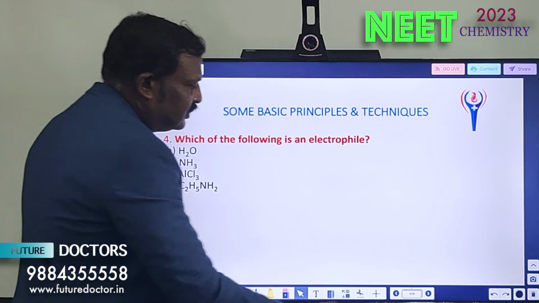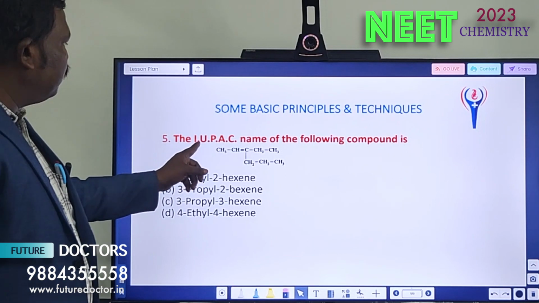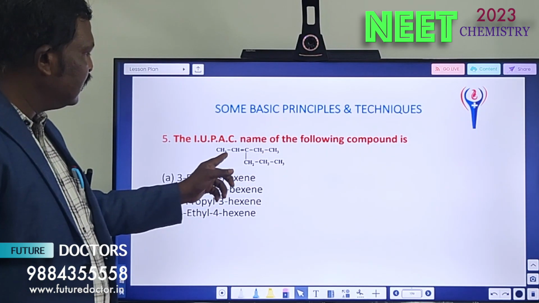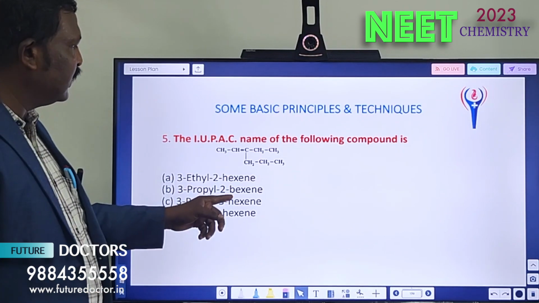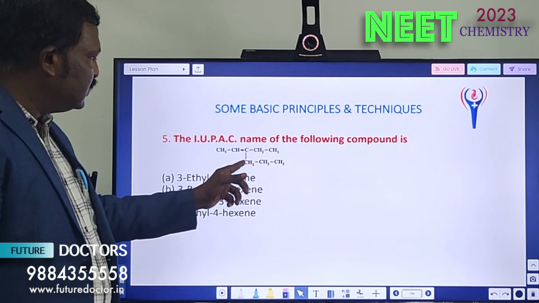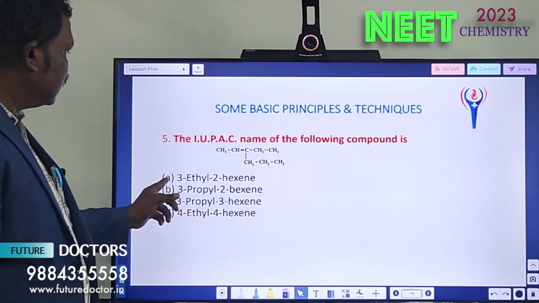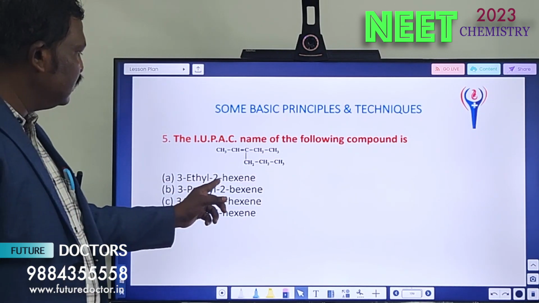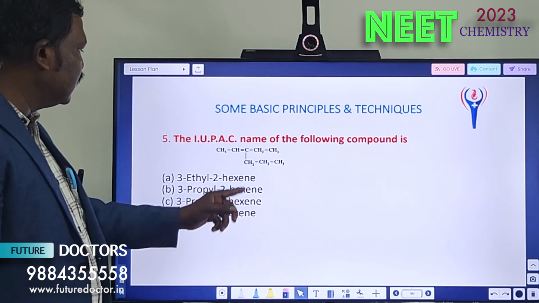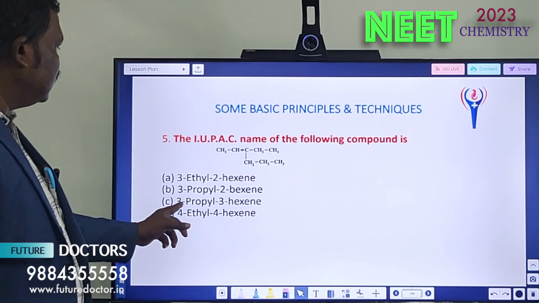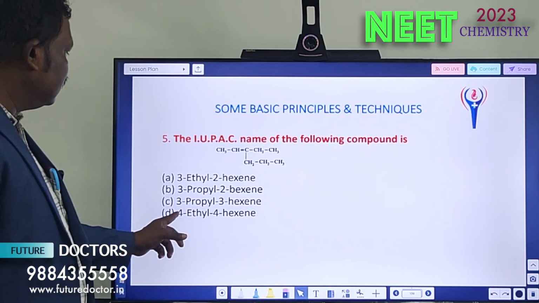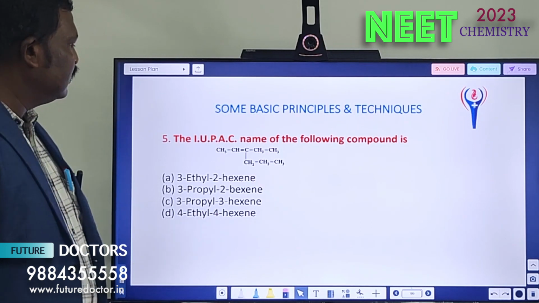Then the fifth one, the IUPAC name of the following compound is. One structure I have given, and you have to give the IUPAC name for that. CH3, CH double bond C, CH2CH3, CH2, CH2, CH3. Option A, 3-ethyl-2-hexene. Option B, 3-propyl-2-hexene. Option C, 3-propyl-3-hexene. Option D, 4-ethyl-4-hexene. Understood?